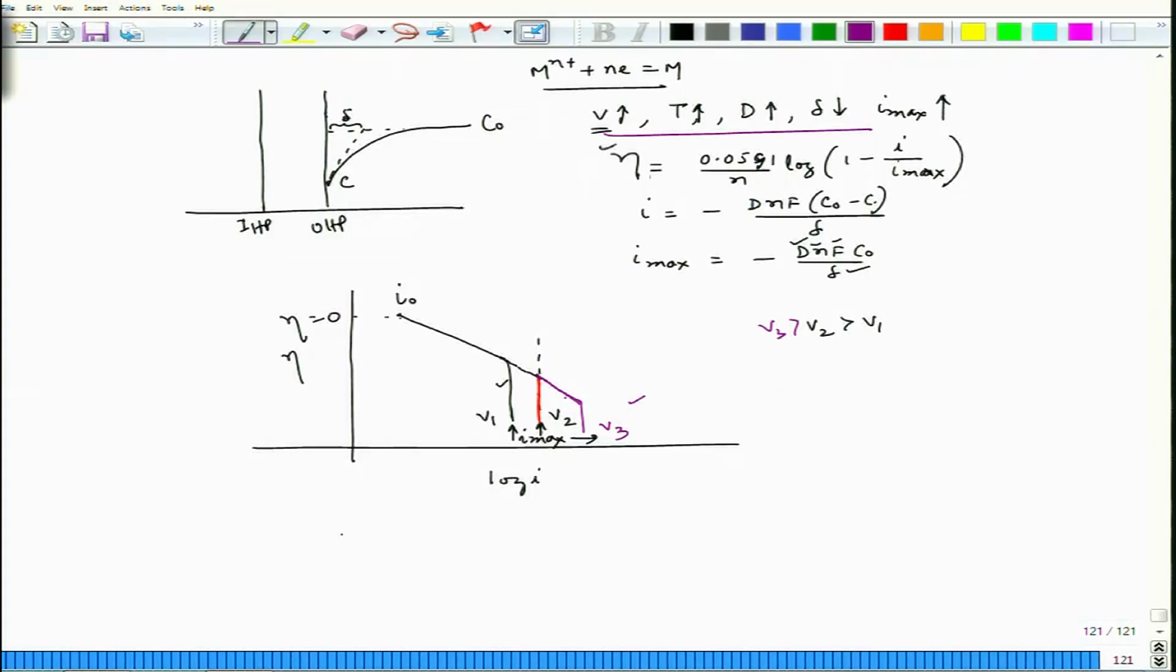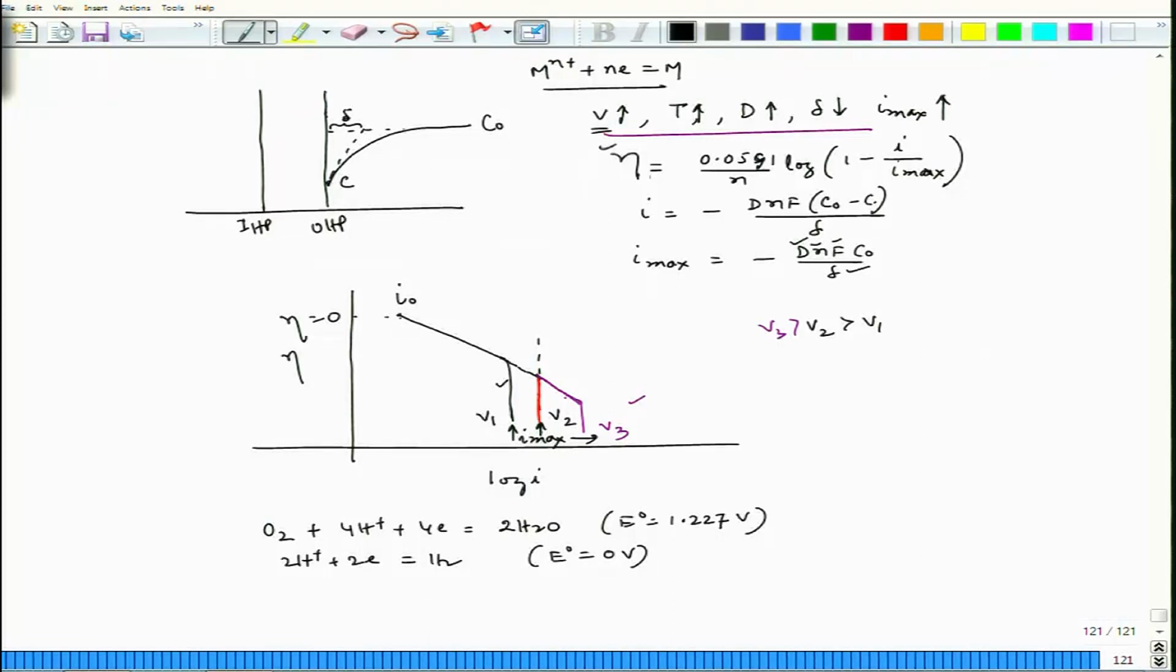The second factor: sometimes we have a combination of more than one cathodic reaction. For example, if a system has dissolved oxygen and the system is acidic, we can have this cathodic reaction, as well as, since it is acidic, this reaction also. Here the standard reduction potential is E0 equal to 0, and here E0 equal to 1.227 volt.